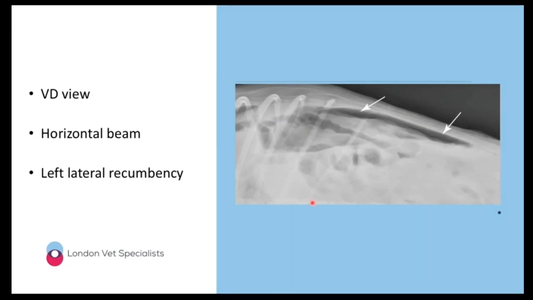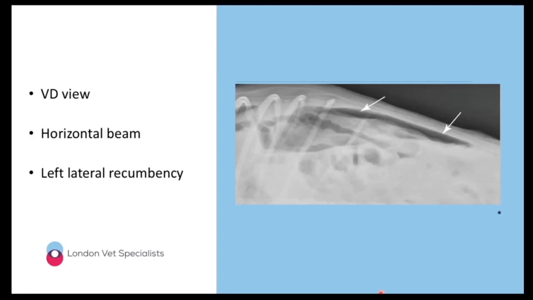In this image, we can see that we've got a gas lucency just underneath the abdominal wall, just highlighting the margins of the adjacent viscera. And this patient, like the one before and the one before that, has a pneumoperitoneum. So this is an alternative horizontal beam technique. This is a ventrodorsal view acquired with the patient in left lateral recumbency.